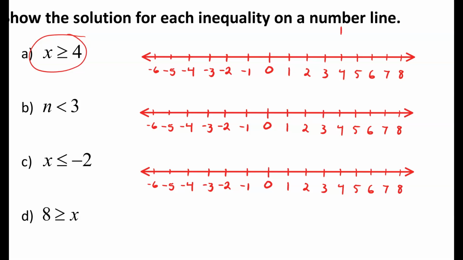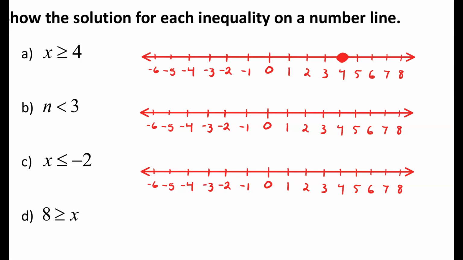The next thing I have to think about is is this going to be an open dot or a closed dot? Well, we know a closed dot is one that has the line underneath. If it's one where it doesn't have a line underneath, it's going to be an open dot. So for this one here, we have a line underneath, meaning that we can put down a closed dot. So this closed dot is going to go right over top of my 4.